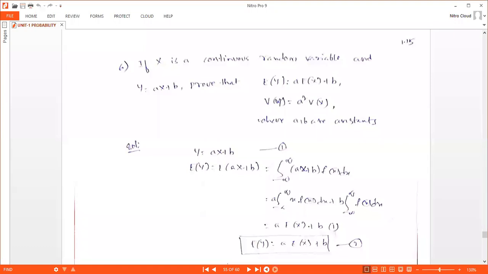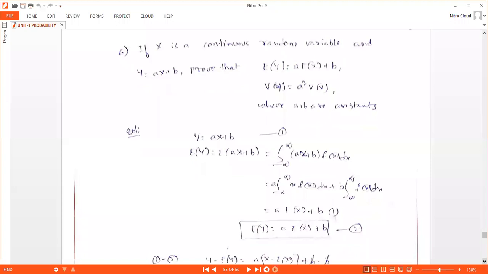take expectation on both sides. So expectation of y equal to expectation of ax plus b. The expectation of a function, formula: integral from minus infinity to infinity x into f of x dx. In place of x we have ax plus b. So integral of ax plus b into f of x dx. We are writing this as two terms.